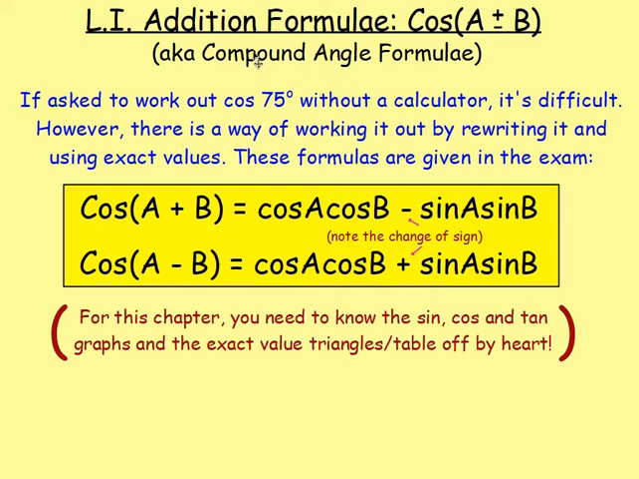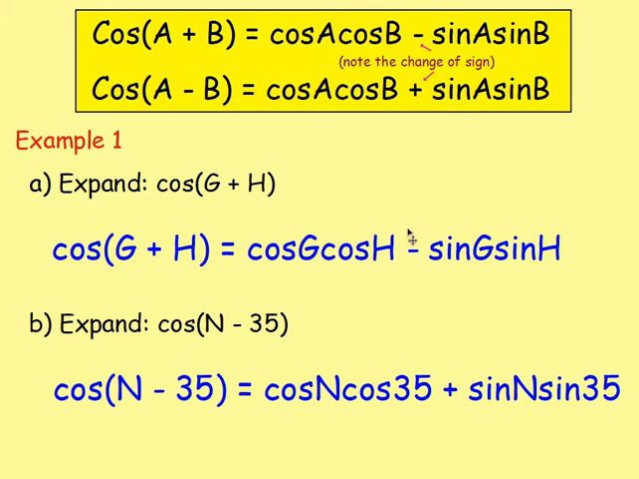Well, if you wanted to work out something like cos of 75 without a calculator, it's difficult to do. But what you could do is rewrite it as cos 45 plus 30. You can expand it, and then evaluate that using your exact value triangles. So you don't have to remember the formulas in the exam, but you do need to know your exact value triangles or the table off by heart. And you also need to know your sine graph, cos graph, and so on.